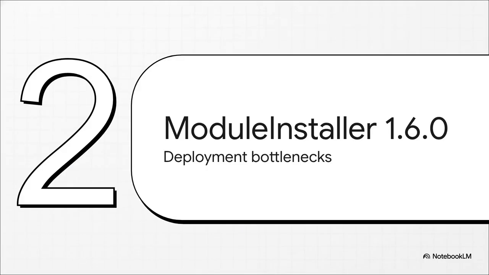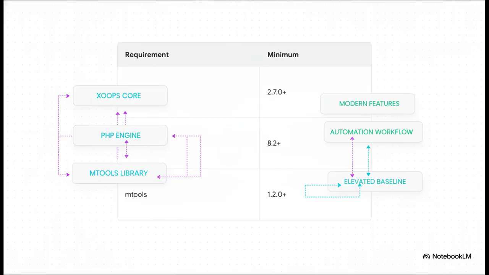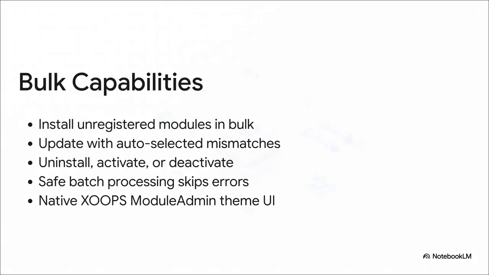Section 2. Meet ModuleInstaller 1.6.0. Fixing deployment bottlenecks. Now, before we get to the really fun features, let's talk technical requirements. To run this modern admin tool, you're going to need a minimum baseline of XOOPS 2.7.0, PHP 8.2, and MTools 1.2.0. Note that MTools must be installed, but it doesn't actually need to be active. This elevated baseline is absolutely crucial because it ensures the tool can fully leverage modern PHP features and the absolute latest XOOPS core architecture.